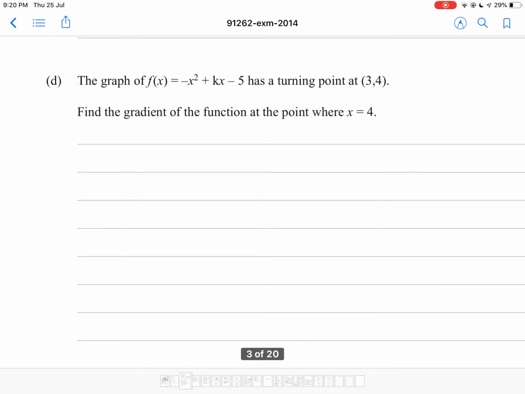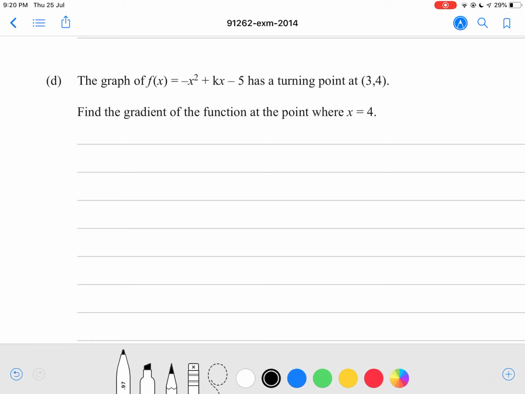Next question. The graph of f of x equals negative x squared plus kx minus 5 has a turning point at 3, 4. Find the gradient of the function at the point where x equals 4. Alright, so once again, we'll find the gradient of a function where x equals 4. Alright, so first thing we've got to do is differentiate to find a gradient function, okay?